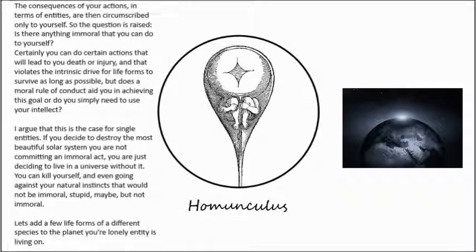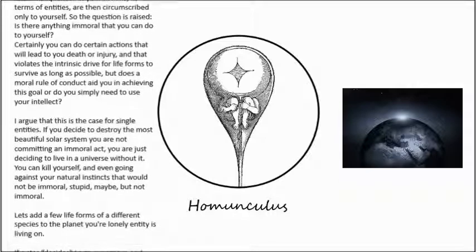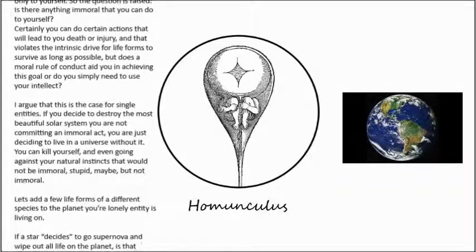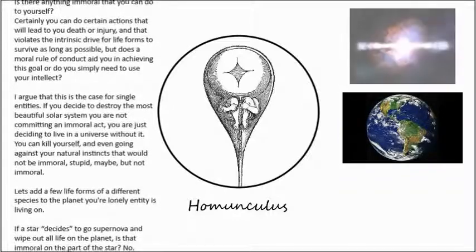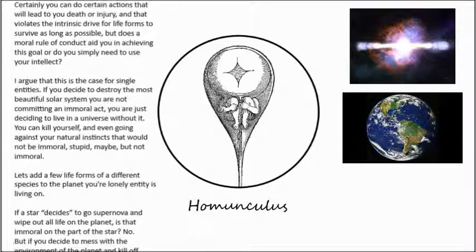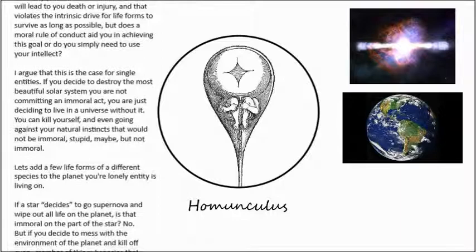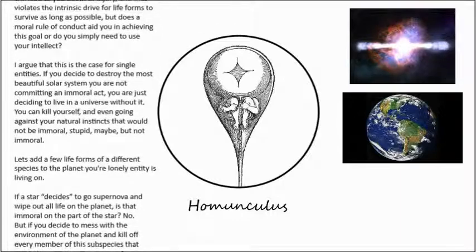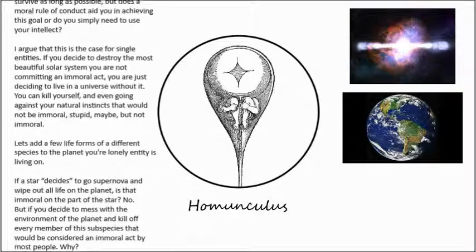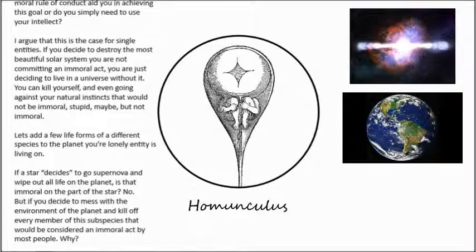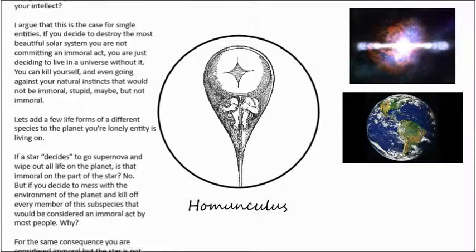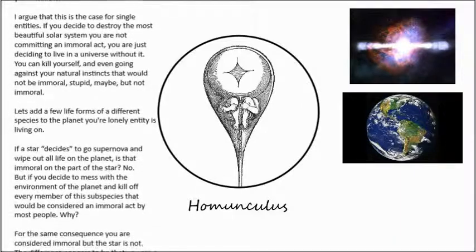Let's add a few life forms to the planet that you, the lonely entity, are living on. If a star decides to go supernova and wipe out all life on the planet, is that immoral on the part of the star? No. But if you decide to mess with the environment of the planet and kill off every member of a subspecies, that would be considered an immoral act by most people. Why?